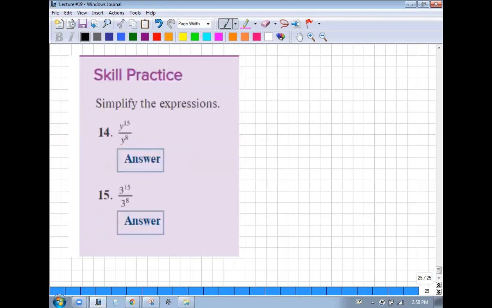All right, if we have 15 y's, and then we're dividing by 8 y's, we're left with 7 y's. If we have 15 3's, and then we're dividing by 8 3's, we're left with 7 3's. And we can multiply that out if we wanted to. I'm just going to leave it like that.